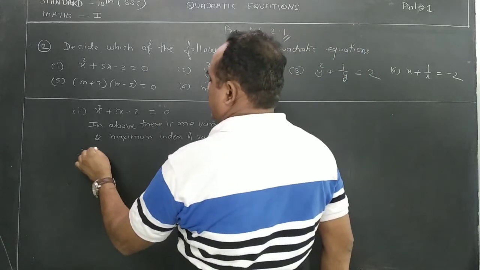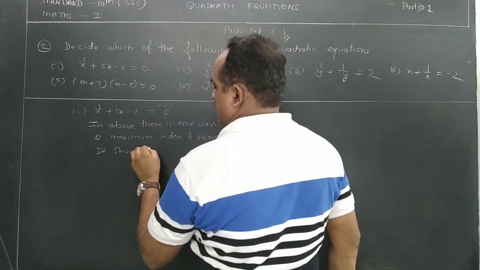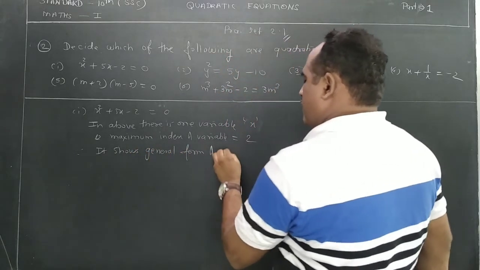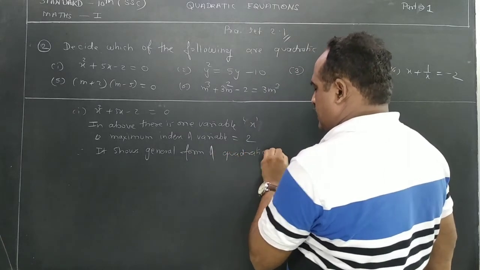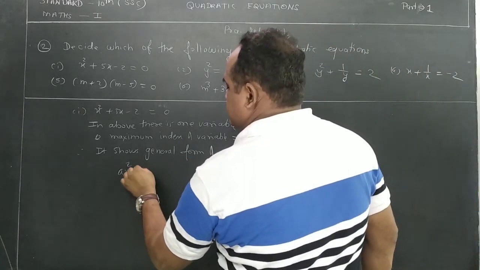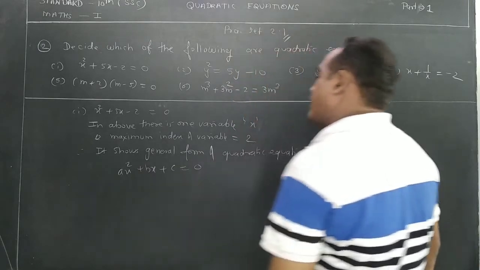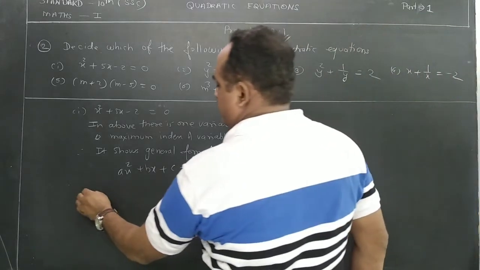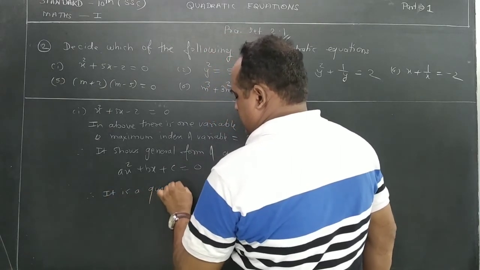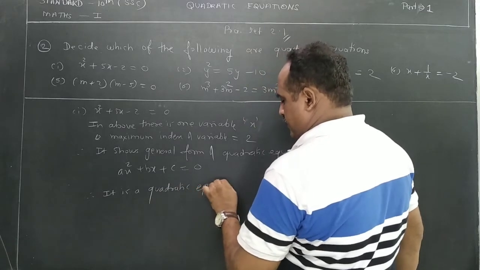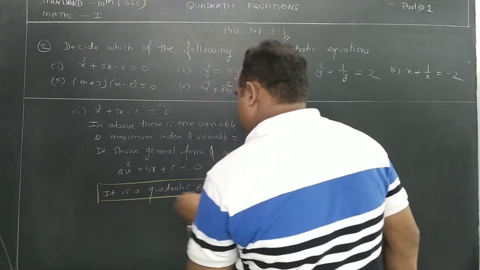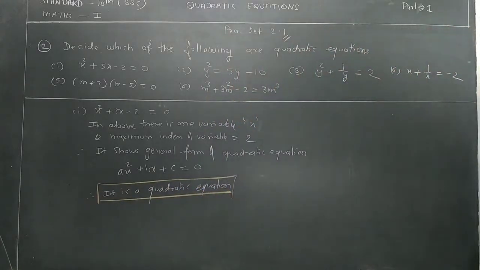Then you are going to write it shows general form of quadratic equation. What quadratic equation? Ax square plus bx plus c is equal to 0. Therefore, it is a quadratic equation. This you are going to write and you put in the box. It will be for 1 mark in board examination.